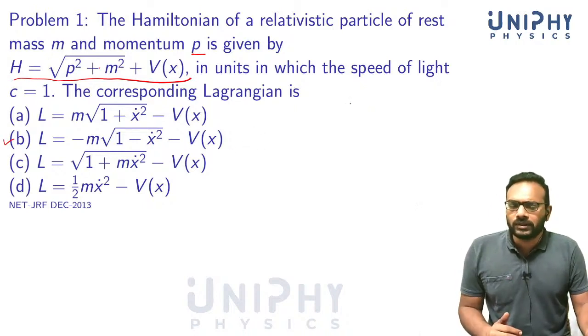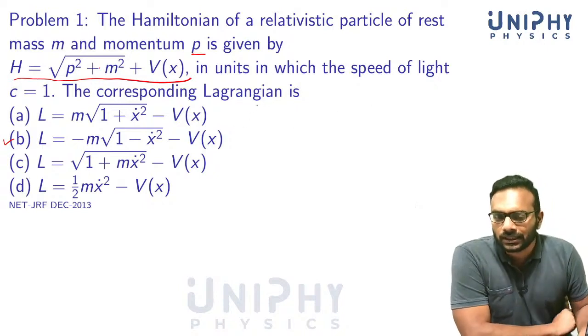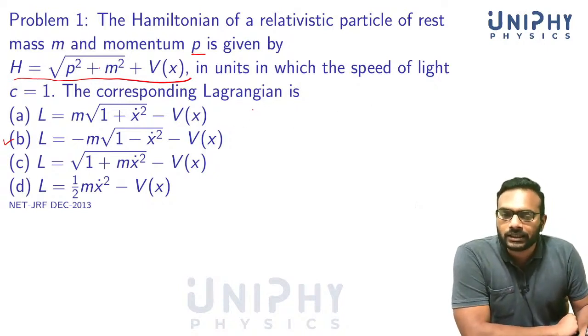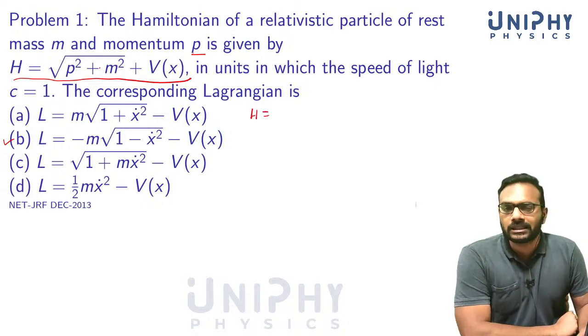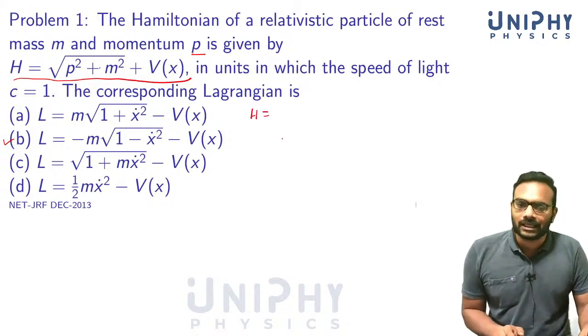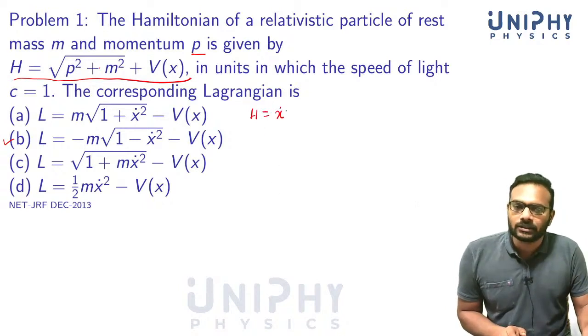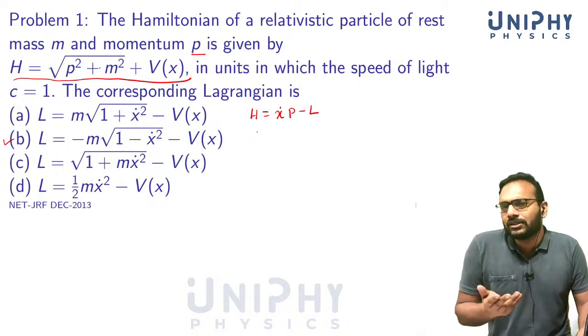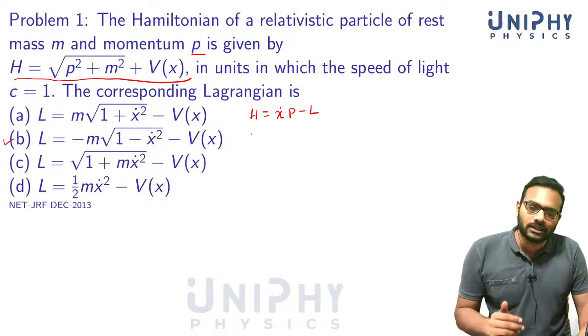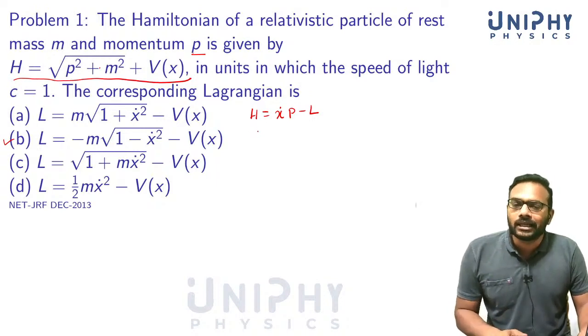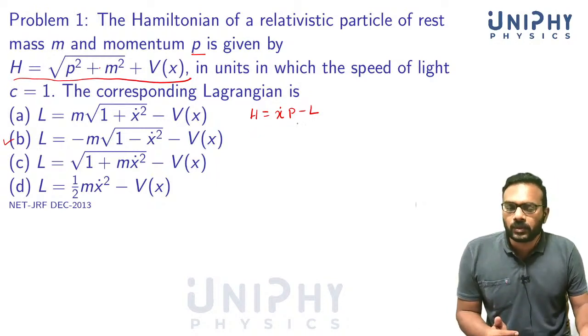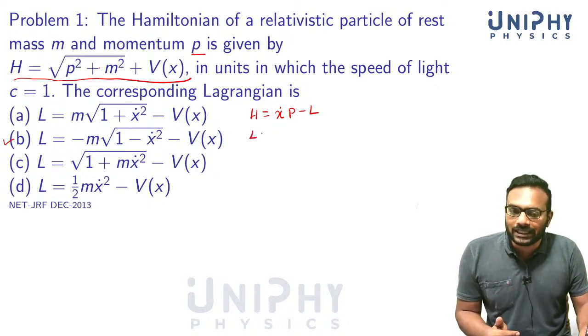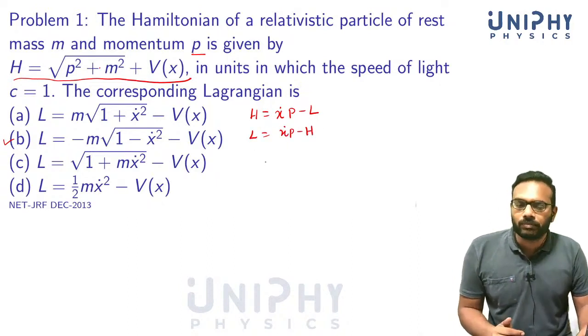Now how do we solve this quickly? We know that the Legendre transformation connecting the Hamiltonian and the Lagrangian can be written as x dot p minus L. This is just one dimension, so we don't have a summation. We have just one variable x and the corresponding conjugate momentum p. So L is equal to x dot p minus H. That's how we plan to solve this problem.